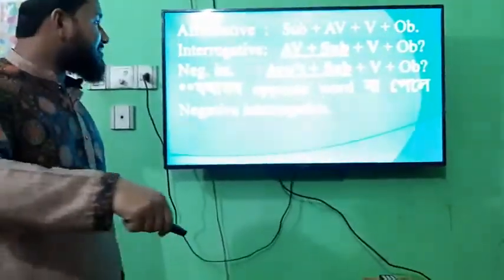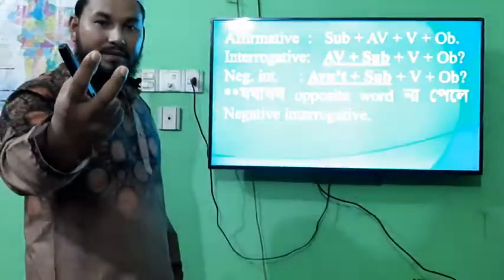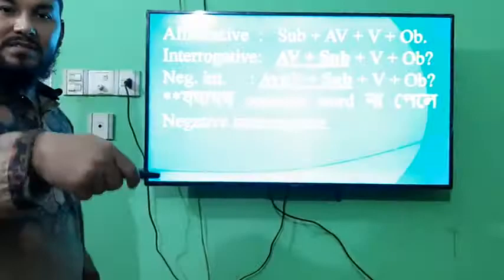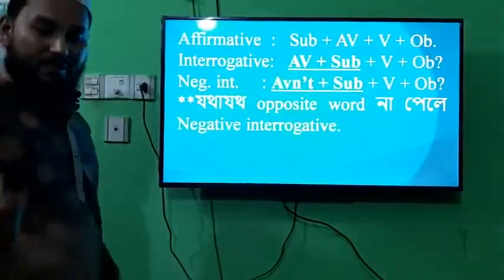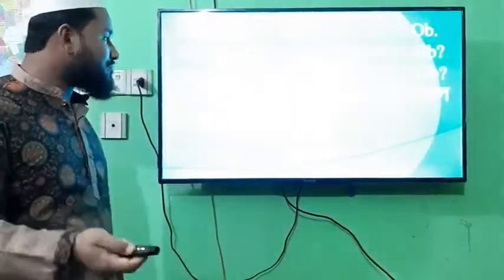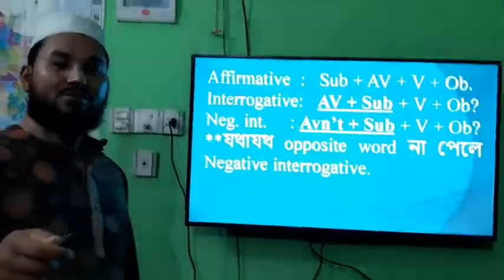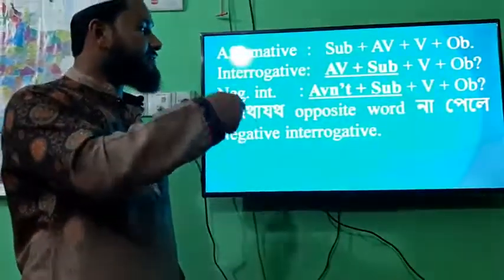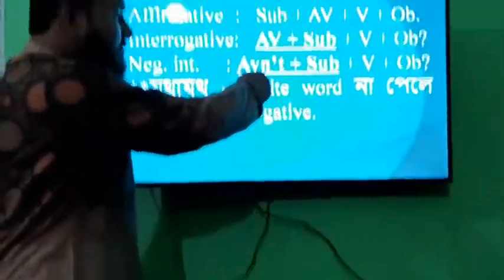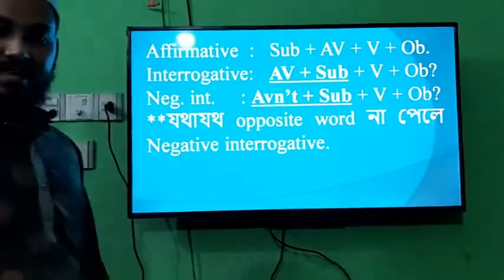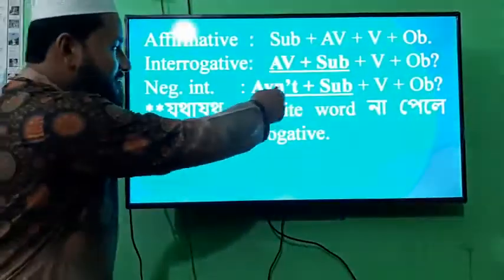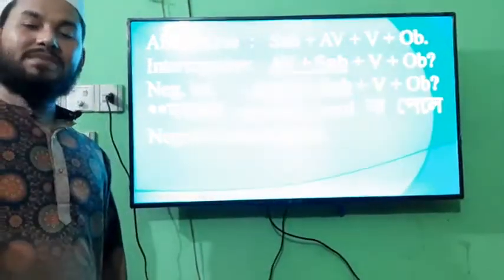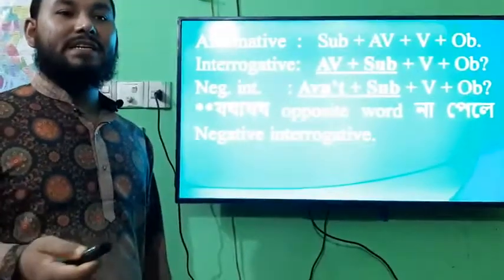How will we make interrogative? Just keep the auxiliary verb in front of the subject, before the subject. Okay. If we want to make negative interrogative, what should we do? We should use not with the auxiliary verb at the start of the sentence, before the subject. Here is the auxiliary verb, and in contrast, in short, we write not. If the auxiliary verb and not are both before the subject at the same time, that will be negative interrogative.